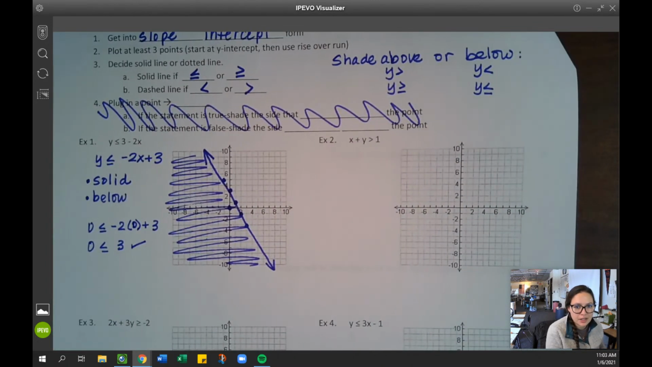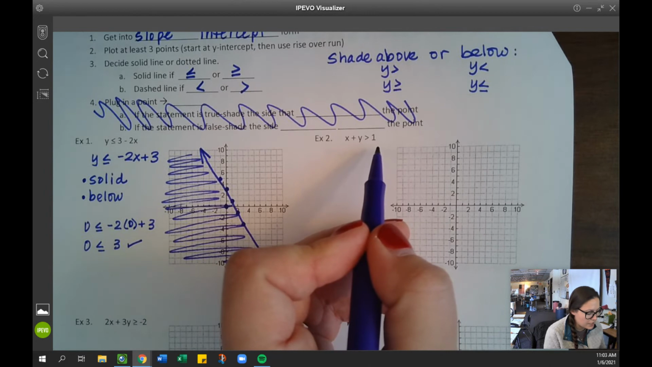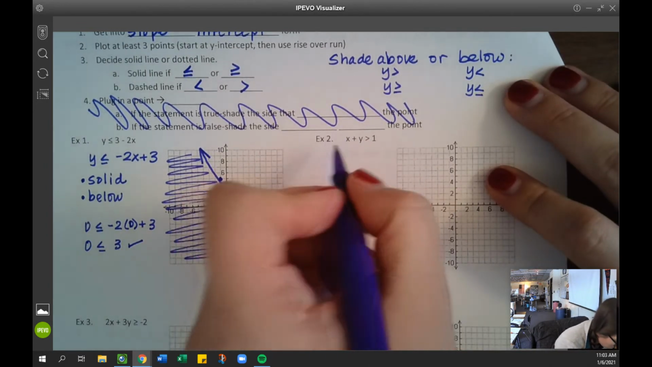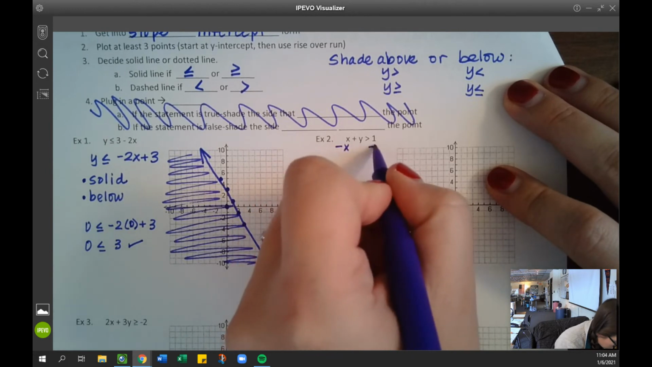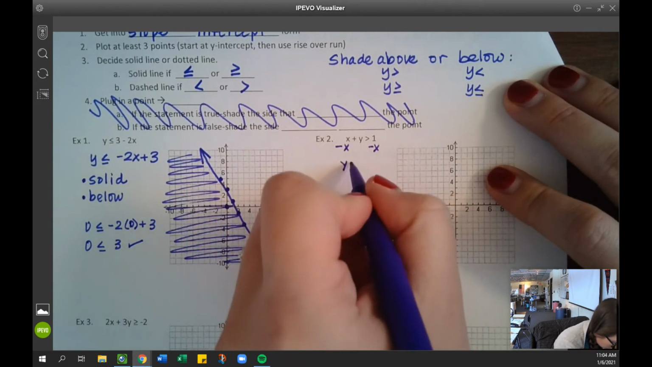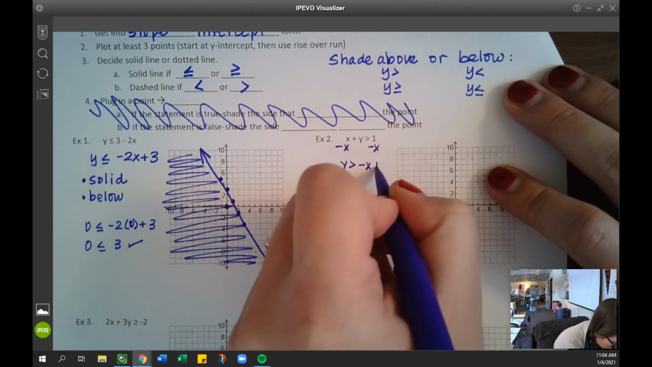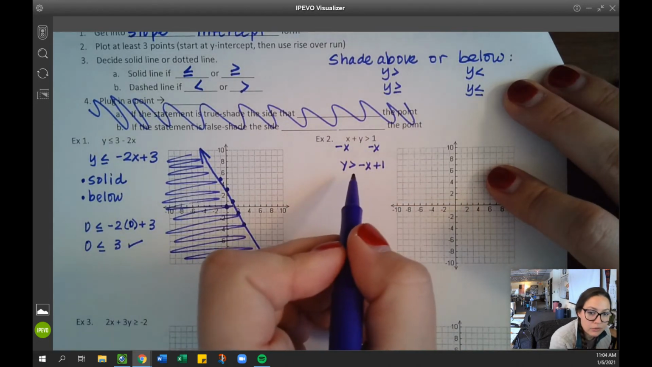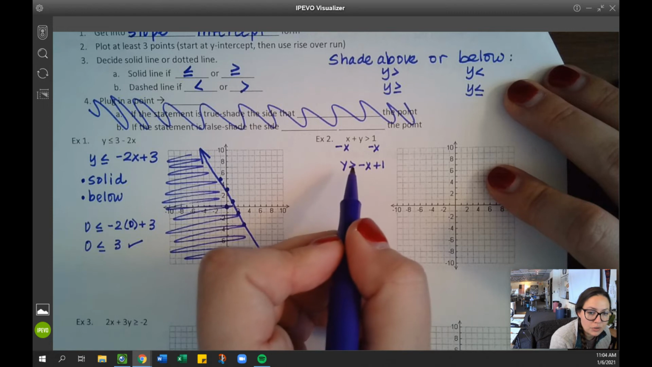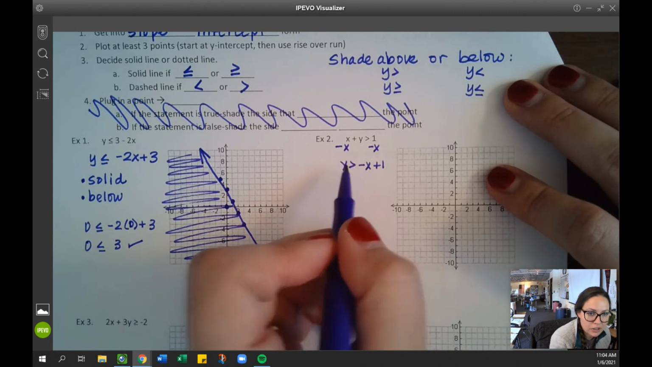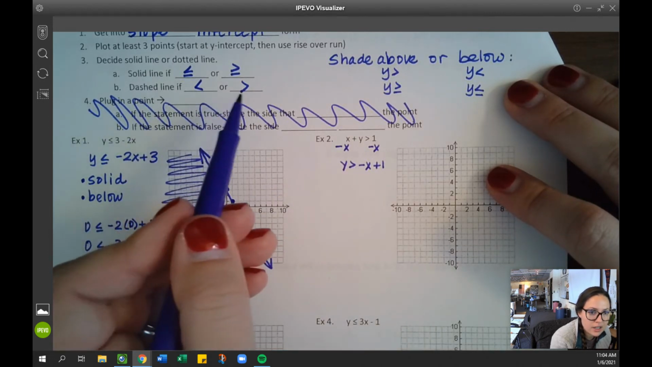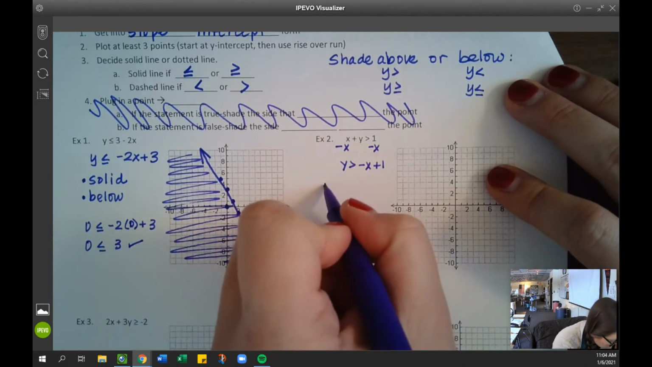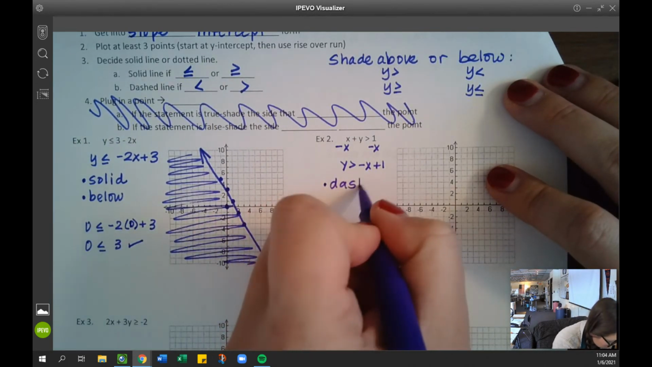All right, let's try the next one. x plus y is greater than 1. So first of all, I need to get this into slope-intercept form. So I'm going to subtract x from both sides. So I have y is greater than negative x plus 1. Now, before I graph, I'm going to note whether I want a solid or dashed line. So since it's only greater than, I don't have the or equal to symbol. It's going to be a dashed line.